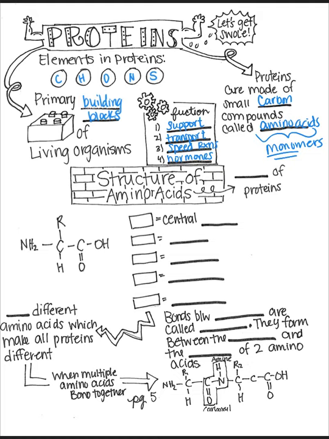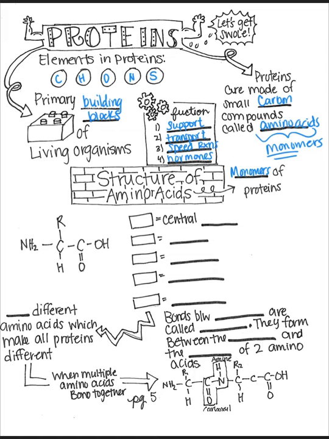Now, structure of amino acids. Those amino acids, again, are monomers. Now, I do not want you to freak out about this next section. This is a molecular model, okay? We call it the ball and stick model. And you're not going to have to memorize every single part. But what you are going to have to know is the general shape.